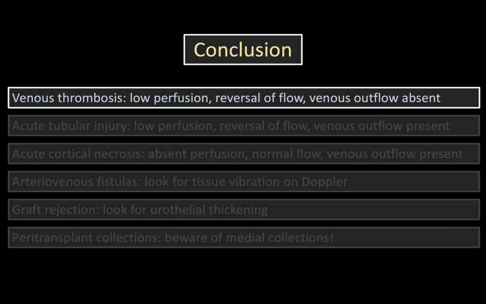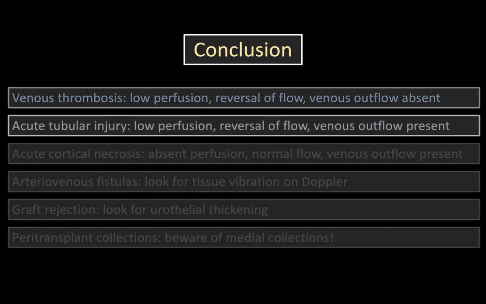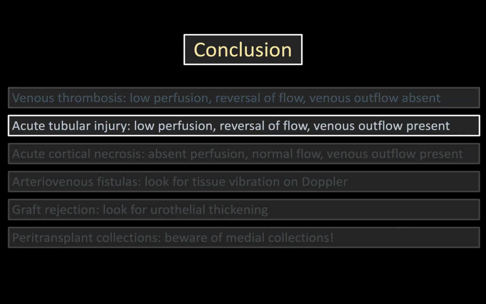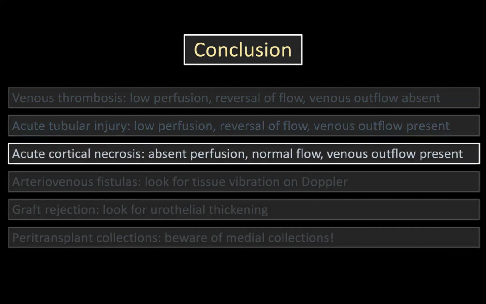So in conclusion, venous thrombosis, you have your low perfusion, reversal of flow. The venous outflow is absent. For acute tubular injury, is low perfusion, reversal of flow with the venous outflow being present. When we're thinking about acute cortical necrosis, we think about absent perfusion, potentially normal flow when one is assessing the arterial resistance, and venous outflow is oftentimes present.